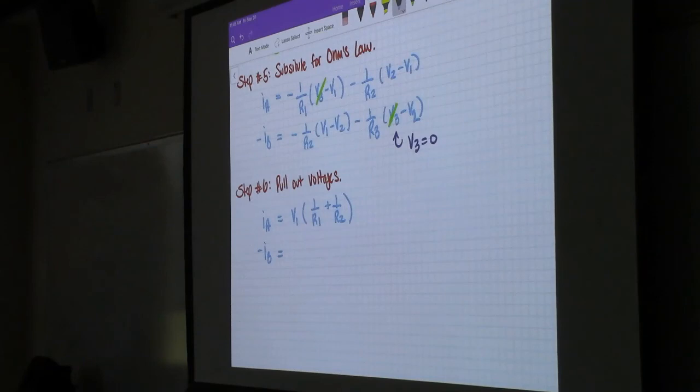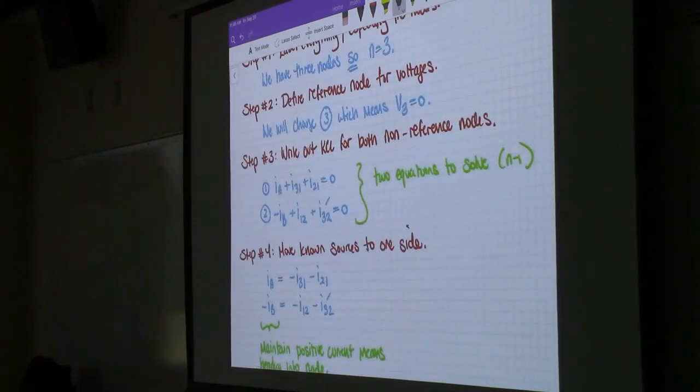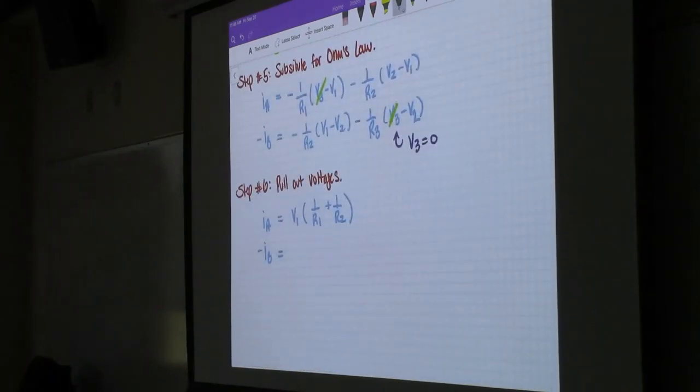Yep? How do we know that V3 is 0? Because up here, we set it as the reference node, meaning that it's the only one that gets the benefit of being called a 0 always.